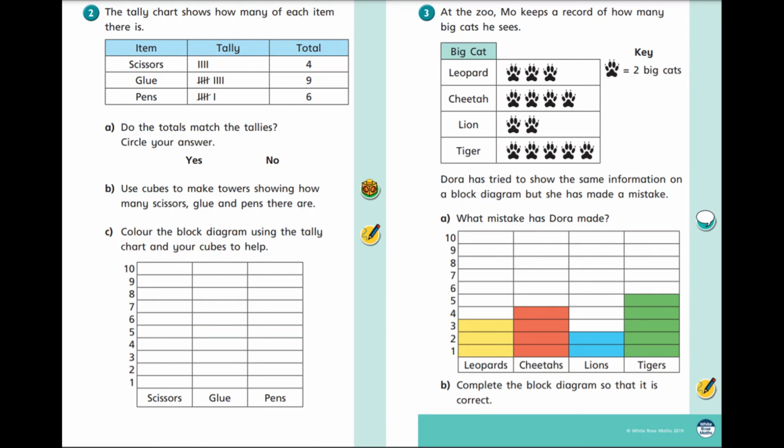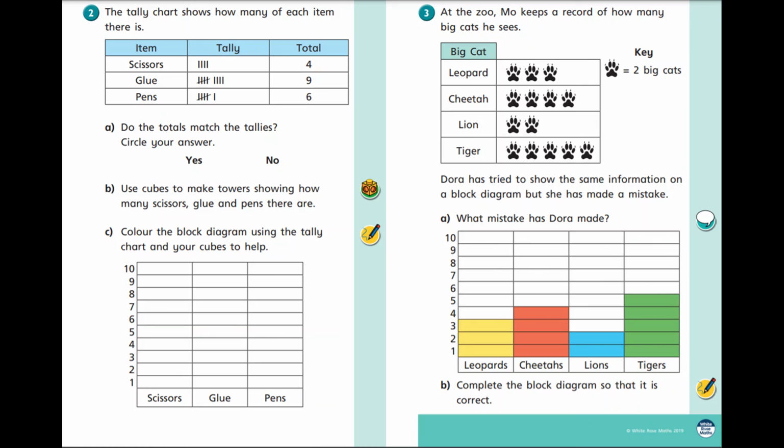This is our silver sheet today. So the first one, number 2, says the tally chart shows how many of each item there is. Do the totals match the tallies? Yes or no? Double check that they are correctly counting them. B says use the cubes to make towers, showing how many scissors, glues and pens there are. So use this tally chart to help you create your own block diagram today.